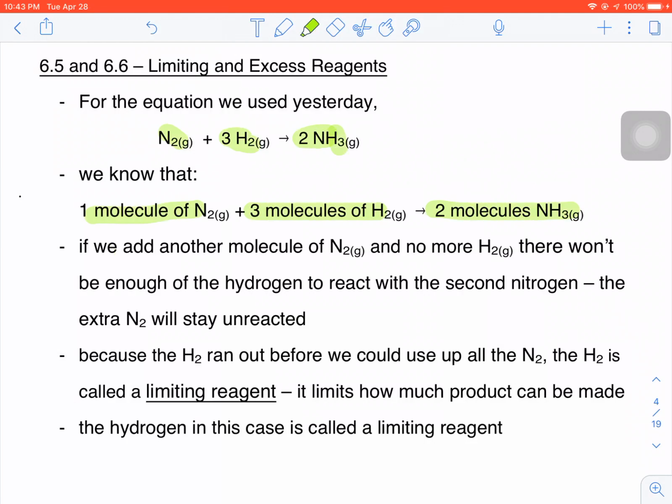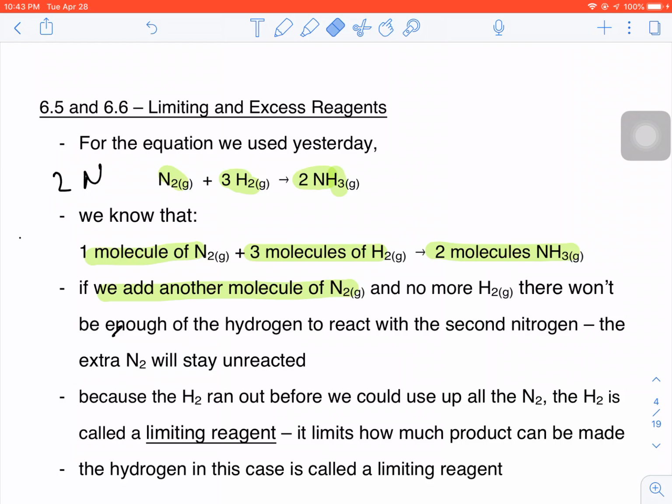Now, the question says, if we add another N2, so let's add another N2 to this side. Oops, let's not put 2 there. If I added a second N2, so I've got 2 N2s on the left and 3 H2s and 2 NH3s, recognize what's going to happen. These nitrogens here are going to react with these 3 hydrogens here to make my 2 NH3s.